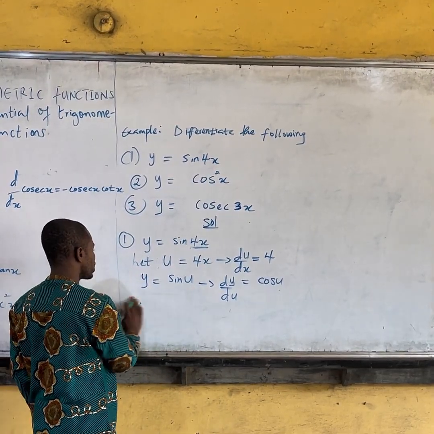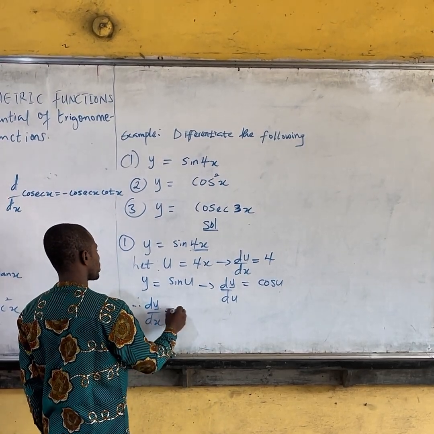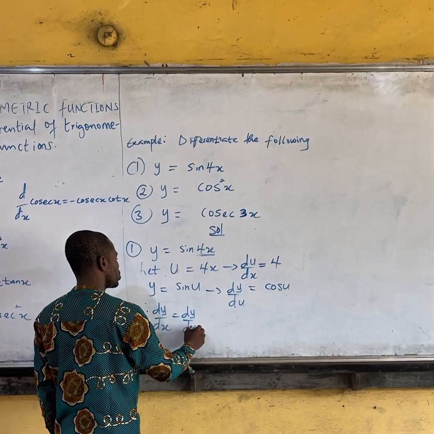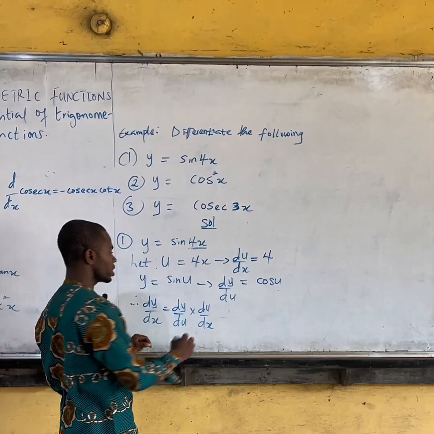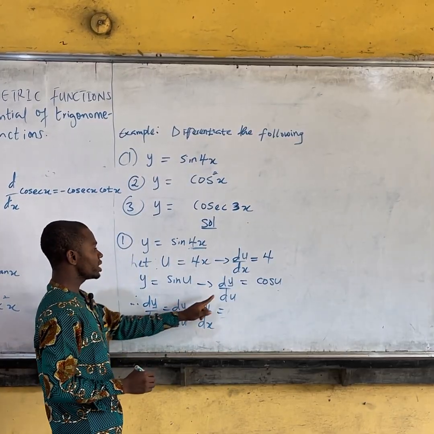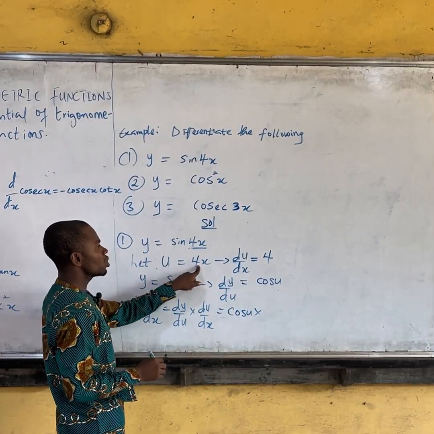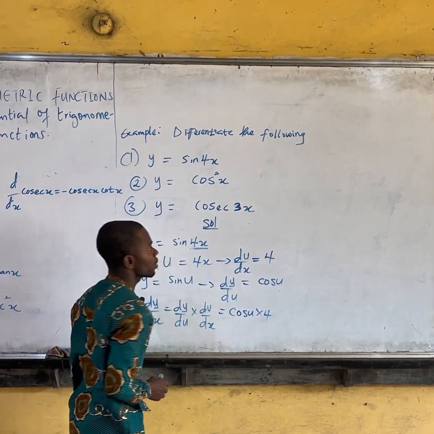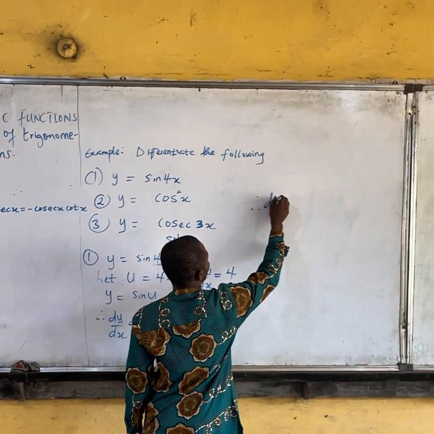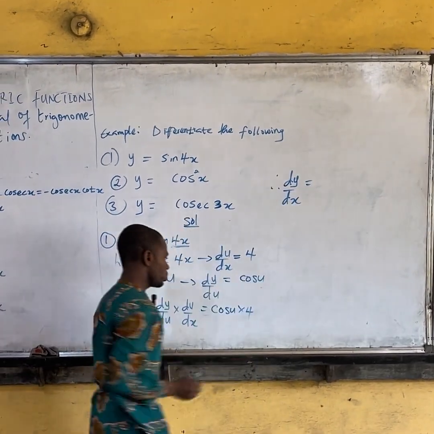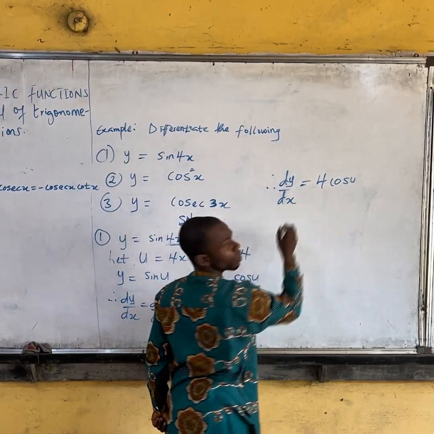Therefore, using the chain rule, dy/dx will be dy/du times du/dx. Just slot in the values we have gotten. What is dy/du? Cos u. Cos u times du/dx, which is 4. Which means, therefore, you can now conclude that dy/dx will be equal to 4 cos u.